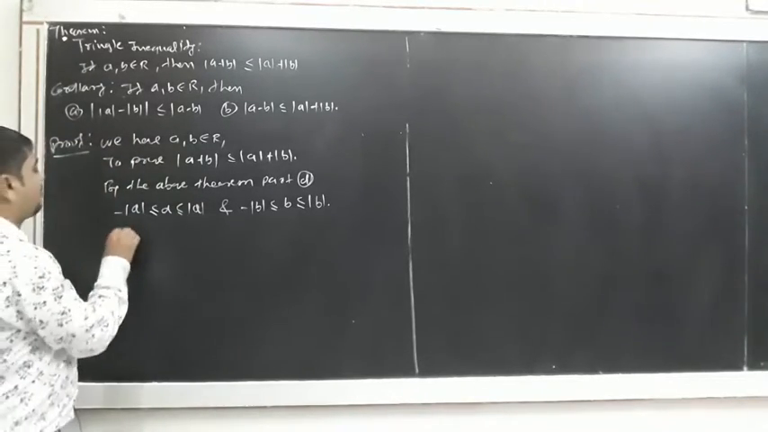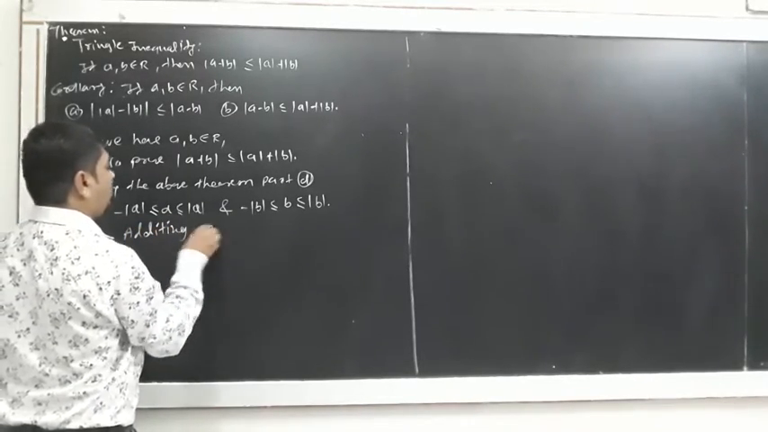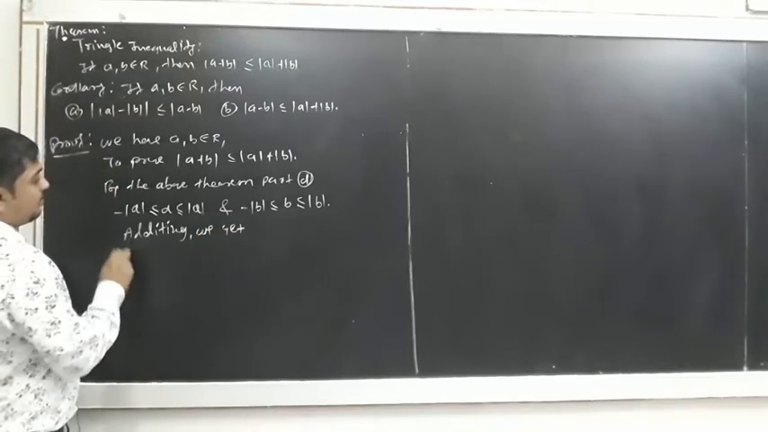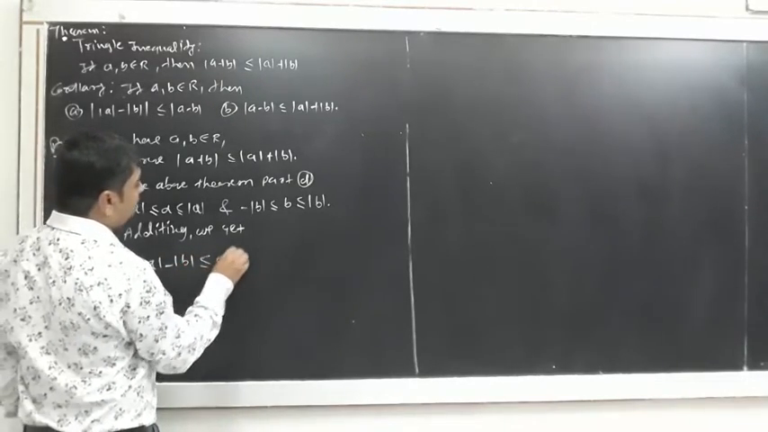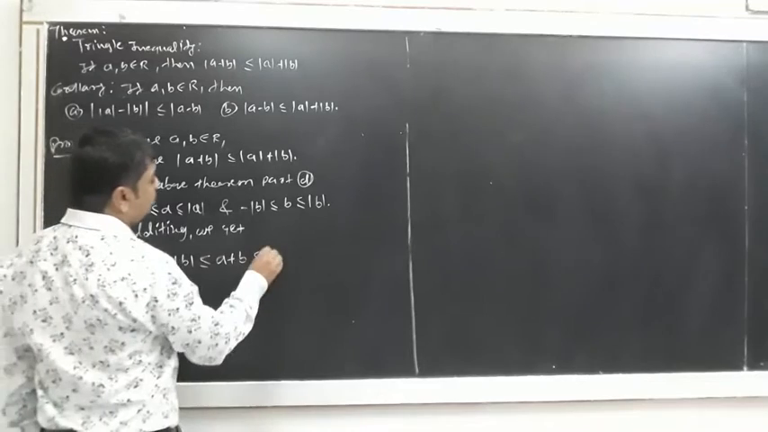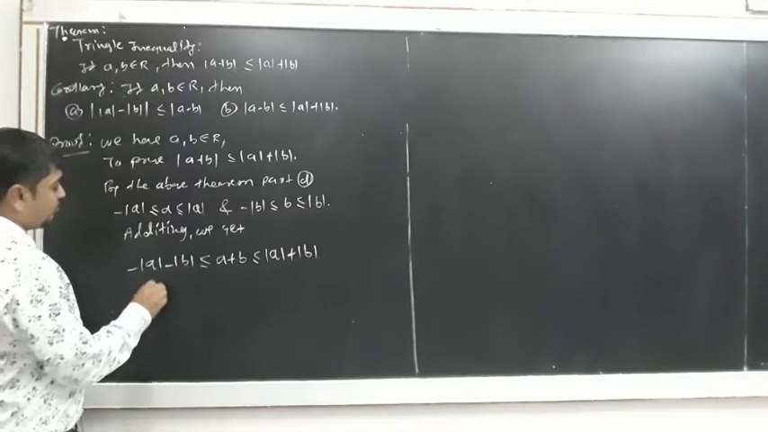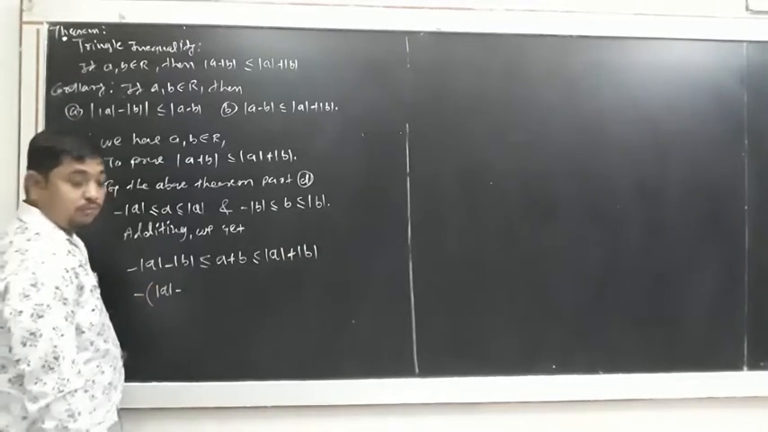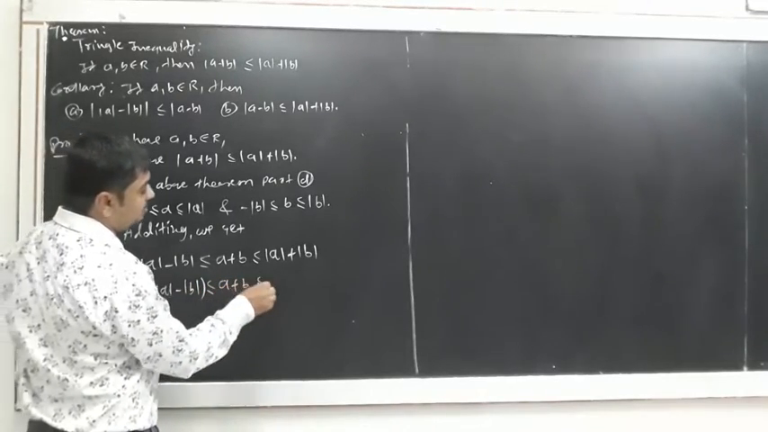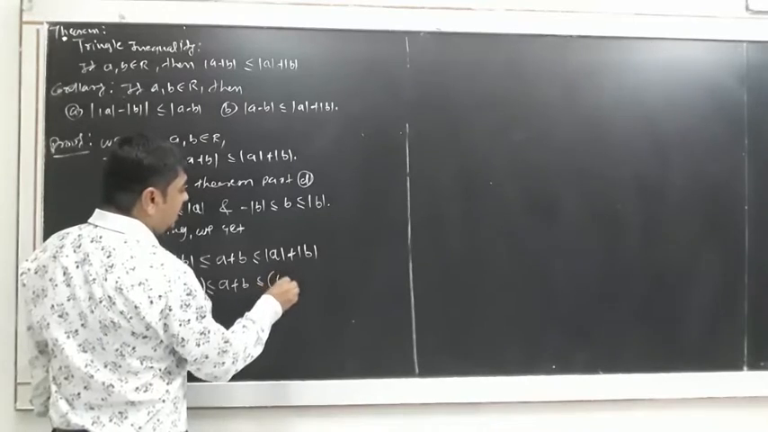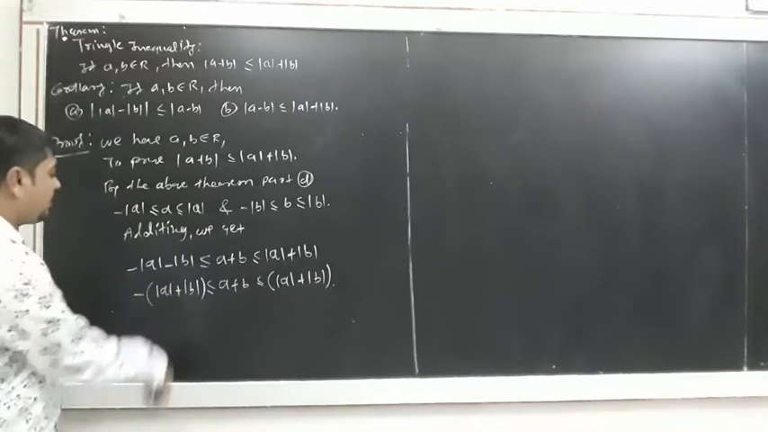So just adding these, we get minus |a| minus |b| is less than or equal to a + b, which is less than or equal to what? |a| + |b|. Just take the minus sign common out. So minus (|a| + |b|) is less than or equal to a + b is less than or equal to |a| + |b|. So what we are getting here should be plus.